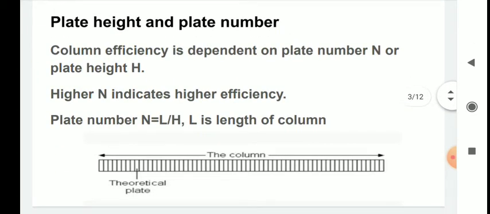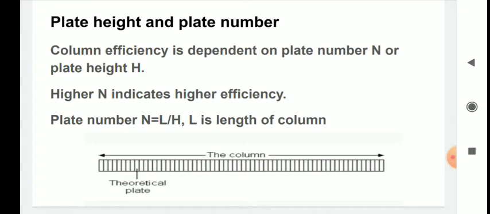You can see in the diagram here, a column has been laid horizontally. You can see that each column is theoretically supposed to be made up of plates. It's supposed to be made of theoretical plates. So there are numerous plates in a column. You can see that the longer the column, the more will be the number of plates. All the plates are assumed to have the same height or thickness. So that height or thickness is the height equivalent to a theoretical plate.